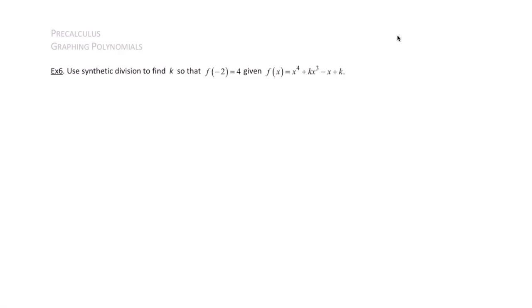So if you look at this question, it says use synthetic division to find K so that f of -2 is equal to 4. Okay. So before we go too far, that's a remainder. Okay. That's a remainder.